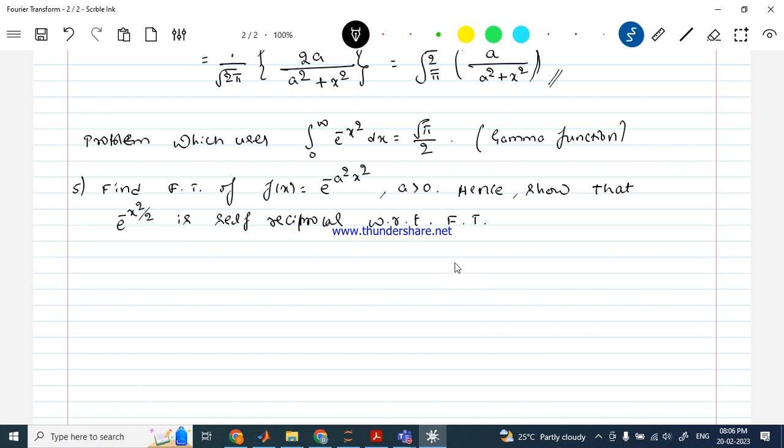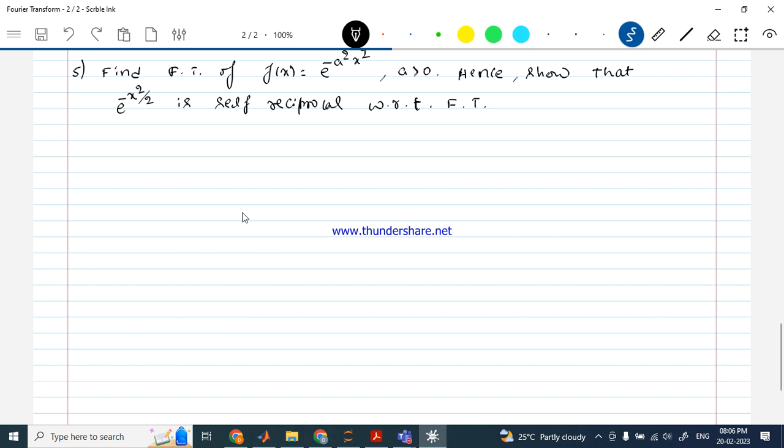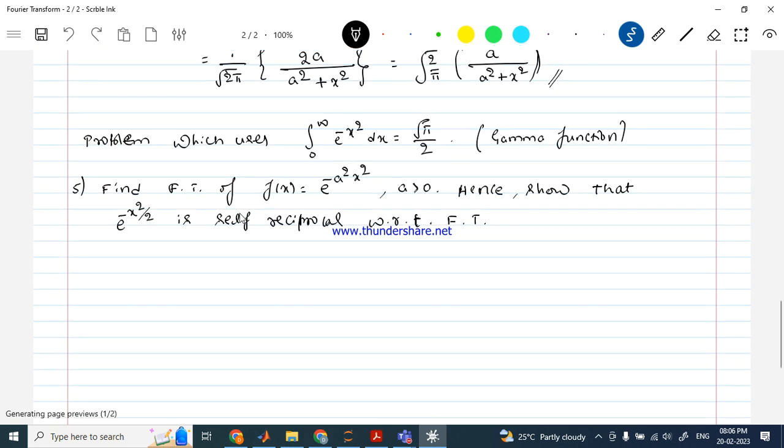At the end I will explain what the meaning of self-reciprocal is. We'll come to that. First of all we need to find the Fourier transformation of this one. Hence I need to deduce the Fourier transformation of e power minus x square by 2, and we will talk about self-reciprocal later. Let me start with the definition again.